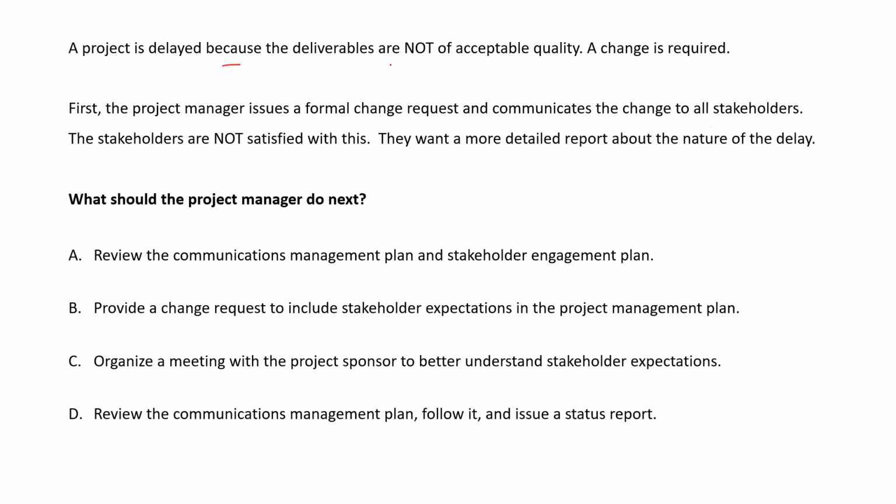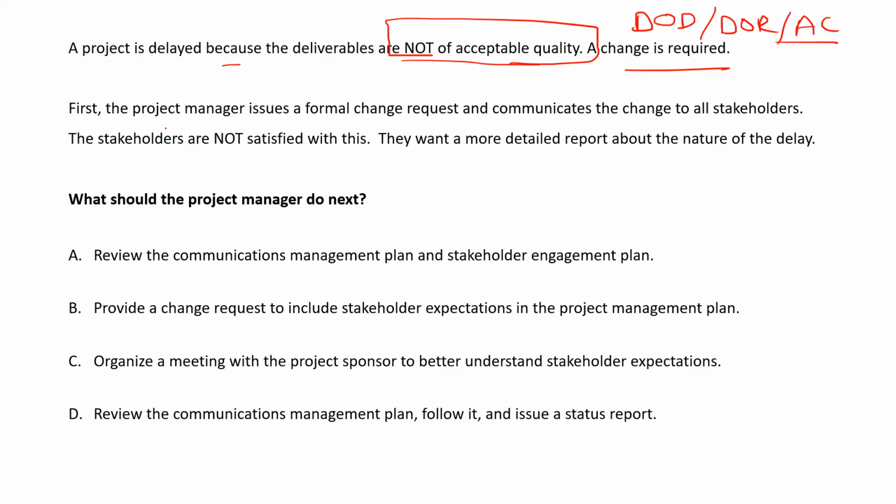Project is delayed because deliverables are not of acceptable quality, which means definition of done, definition of ready, or acceptance criteria, something is wrong. A change is required. First, the PM issues a change request and communicates. The stakeholders are not satisfied with this. They want a more detailed report about the nature of the delay. What should the project manager do next? I didn't give you the hint this time. Find the answer.